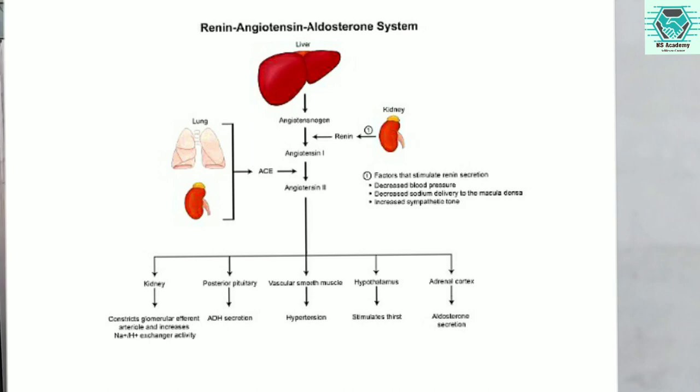In the diagram you can also see the factors that stimulate the renin secretion, which I have already discussed, and then the actions of angiotensin 2, how it acts on the kidney, posterior pituitary, vascular smooth muscle, hypothalamus and adrenal cortex.